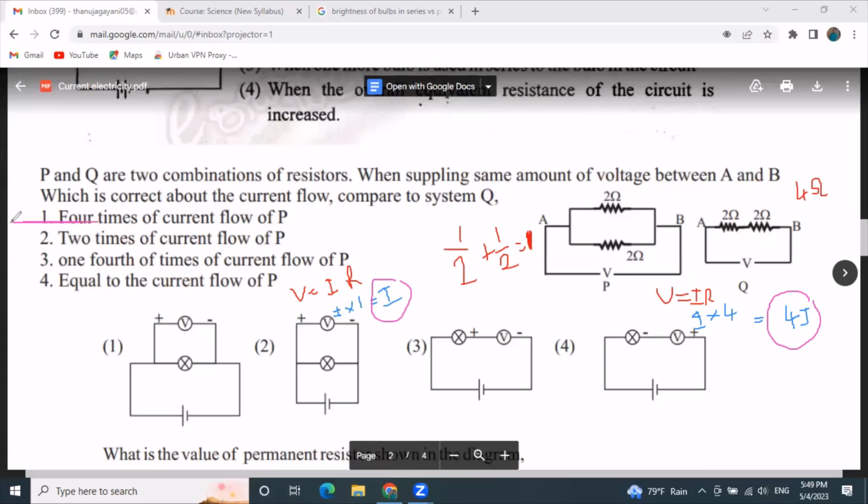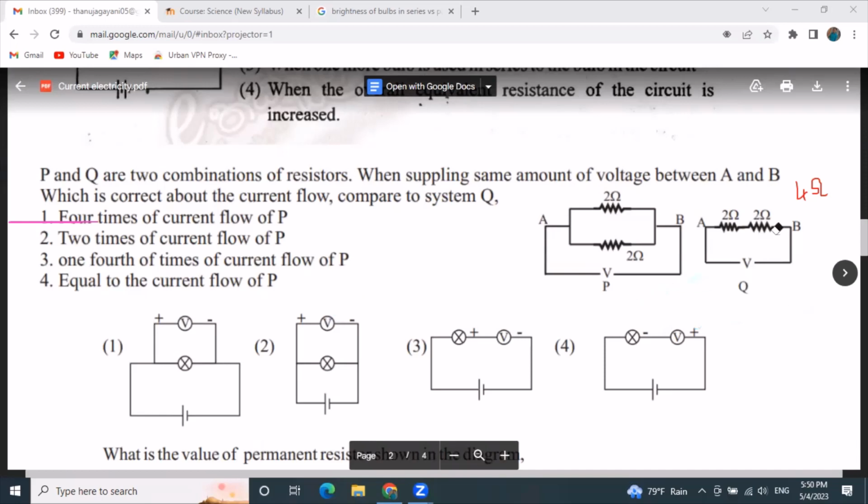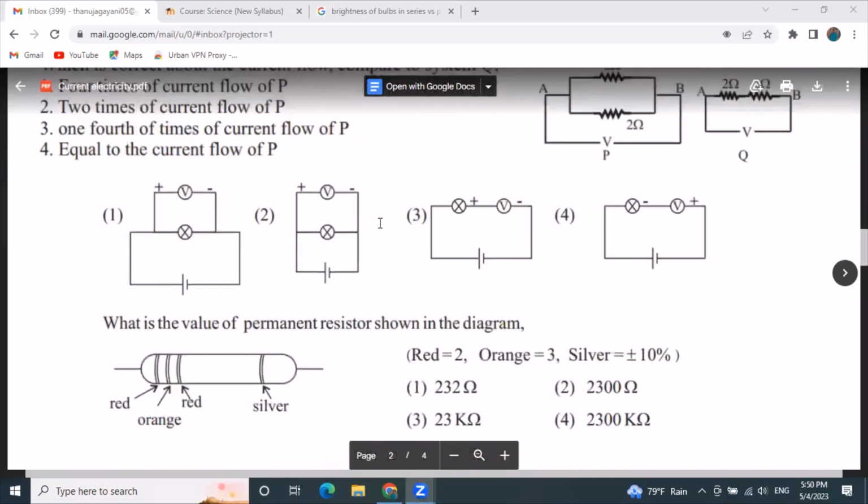The first answer is correct. You can find here, the current is I, here 4I. The first answer is correct. Not 2 times, not 1/4 of the current flowing through P, not equal. The first answer is correct. You can correct your answers by pausing the video. I'll erase those things. Let's move to the next question.